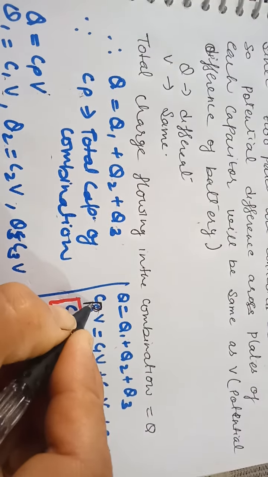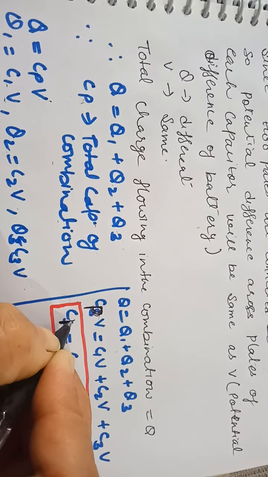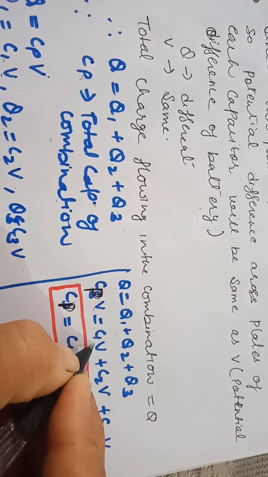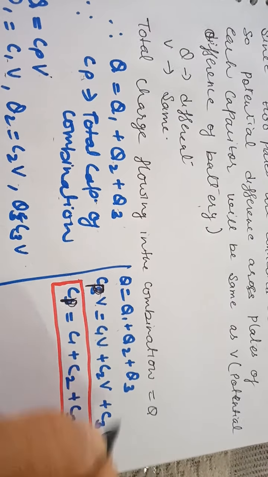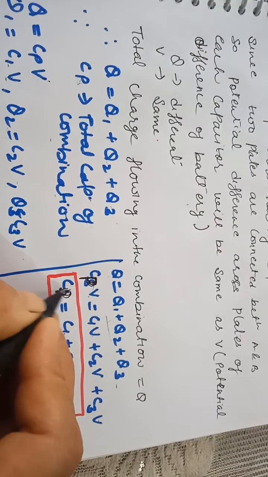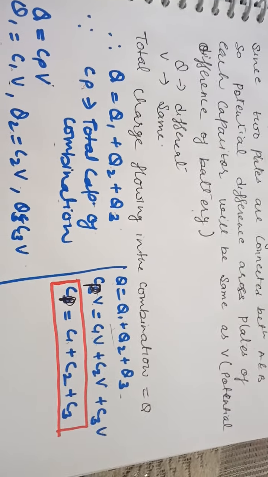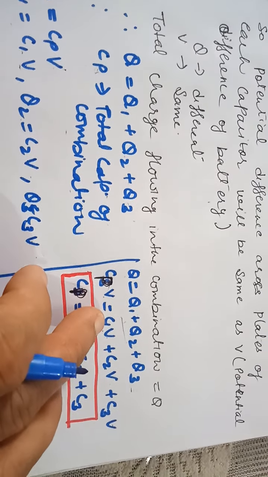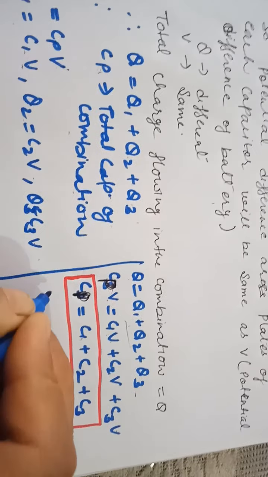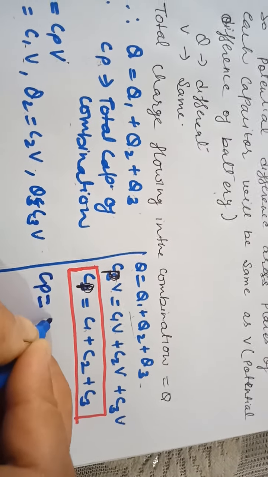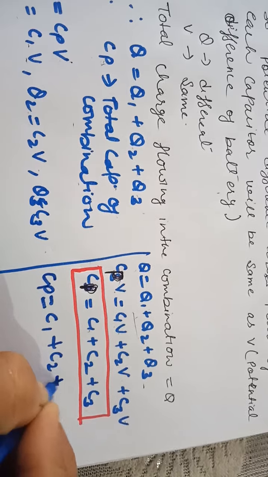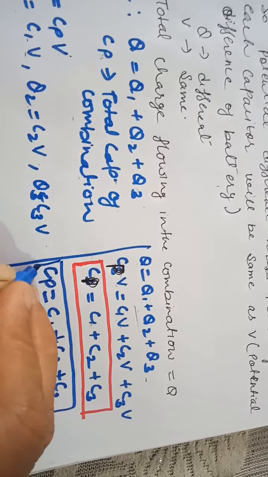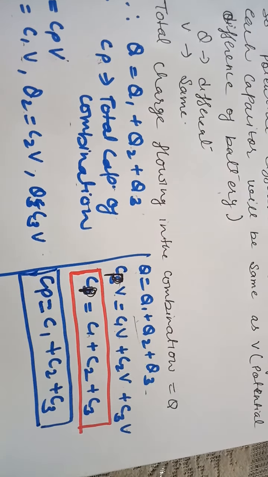So here this is Cp into V, equal to C1V plus C2V plus C3V, values of Q1, Q2, Q3. By substituting, you will get the answer Cp is equal to C1 plus C2 plus C3, because V, by taking it common from these expressions, can be cancelled out. So the net formula comes out to be Cp is equal to C1 plus C2 plus C3. This is the net capacitance, or you can say the total capacitance, of the parallel combination.